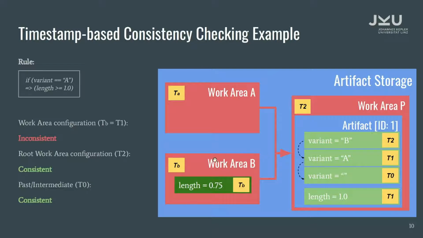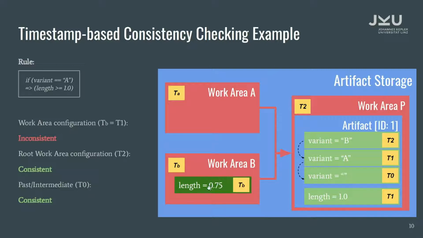And if we look at this rule from the perspective of work area B, if we choose the work area configuration for our consistency checking, and TB here, so the timestamp of work area B, would be T1, then that consistency rule would break because length here at T1 would be compared to variant A, and that is less than 1, so that is inconsistent.